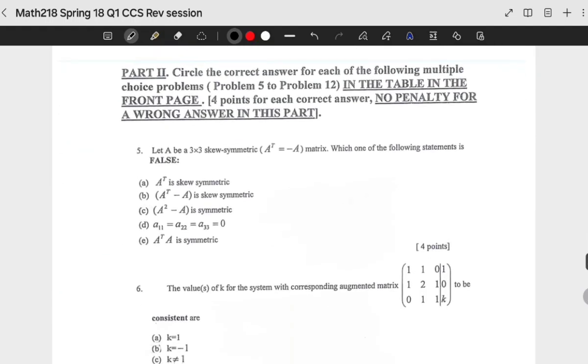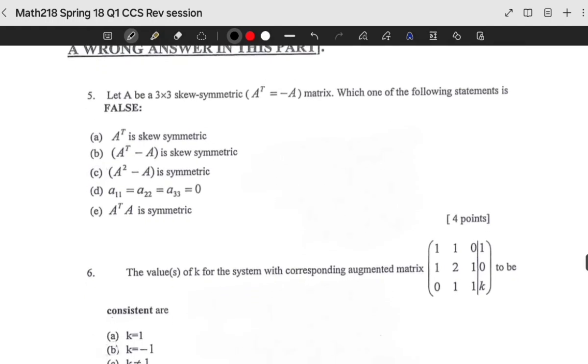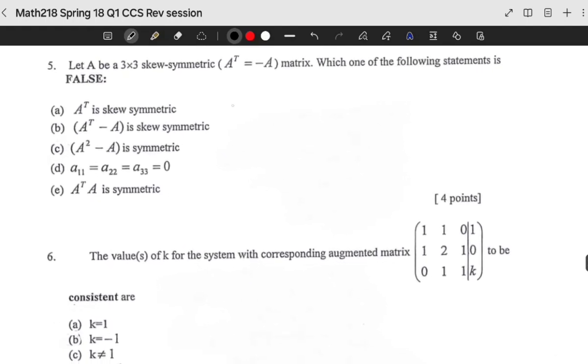Okay, on to part 2, the multiple choice questions. Let A be a 3 by 3 skew symmetric matrix, which means A transpose is equal to minus A. Which one of the following statements is false? A transpose is skew symmetric. So let's see if this is false.